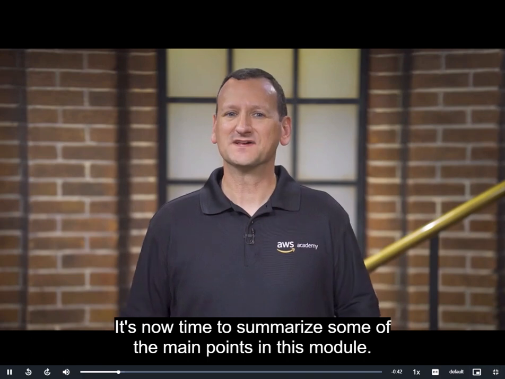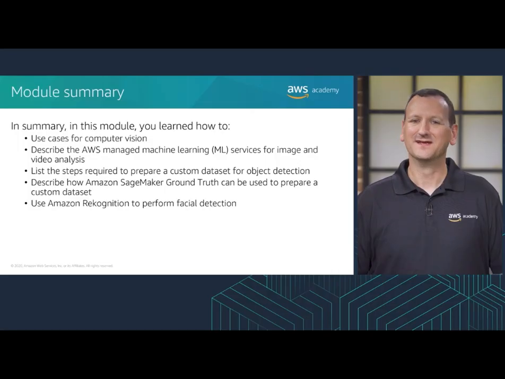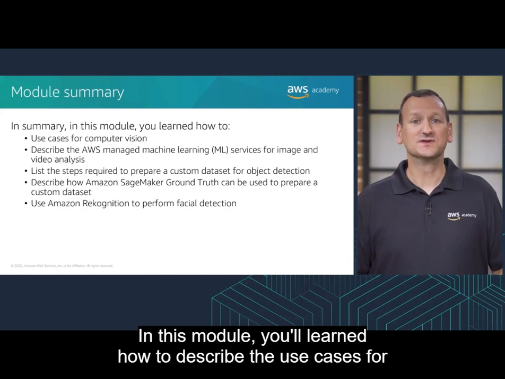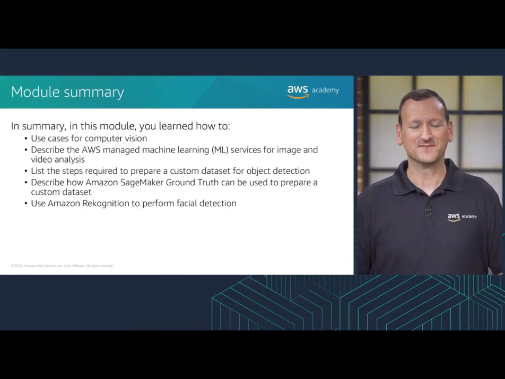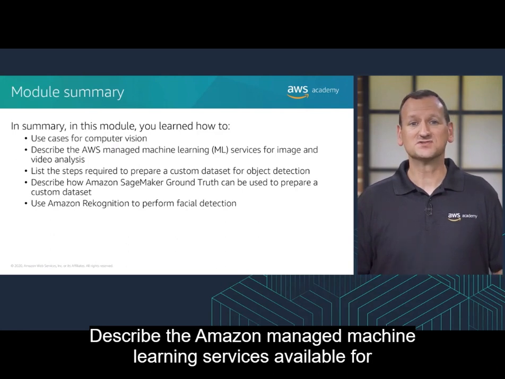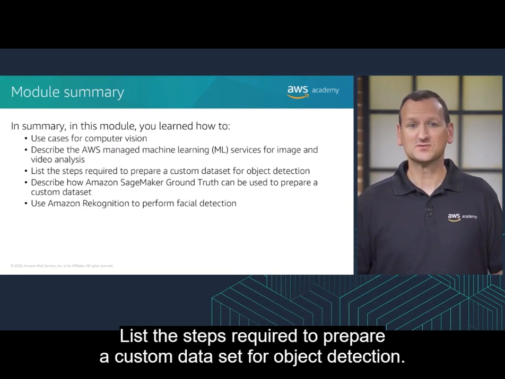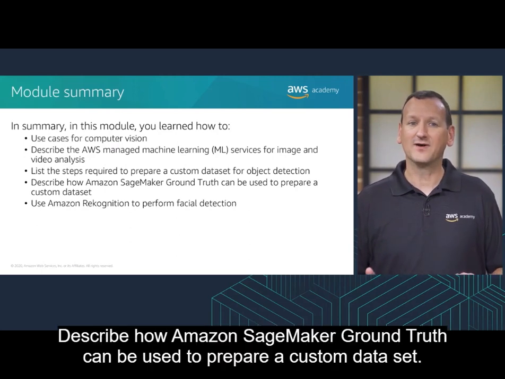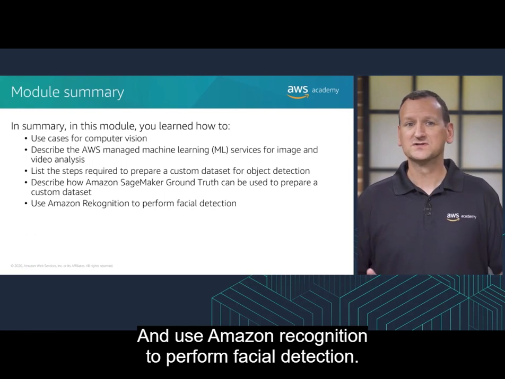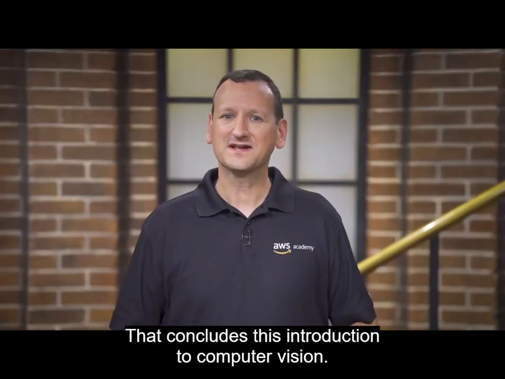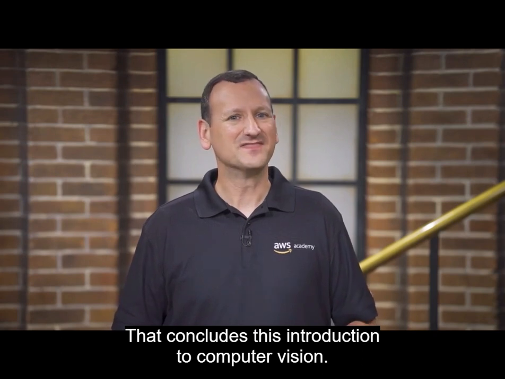It's now time to summarize some of the main points in this module. In this module, you learned how to describe the use cases for computer vision, describe the Amazon managed machine learning services available for image and video analysis, list the steps required to prepare a custom dataset for object detection, describe how Amazon SageMaker Ground Truth can be used to prepare a custom dataset, and use Amazon Rekognition to perform facial detection. That concludes this introduction to computer vision. Thanks for watching. We'll see you again in the next video.